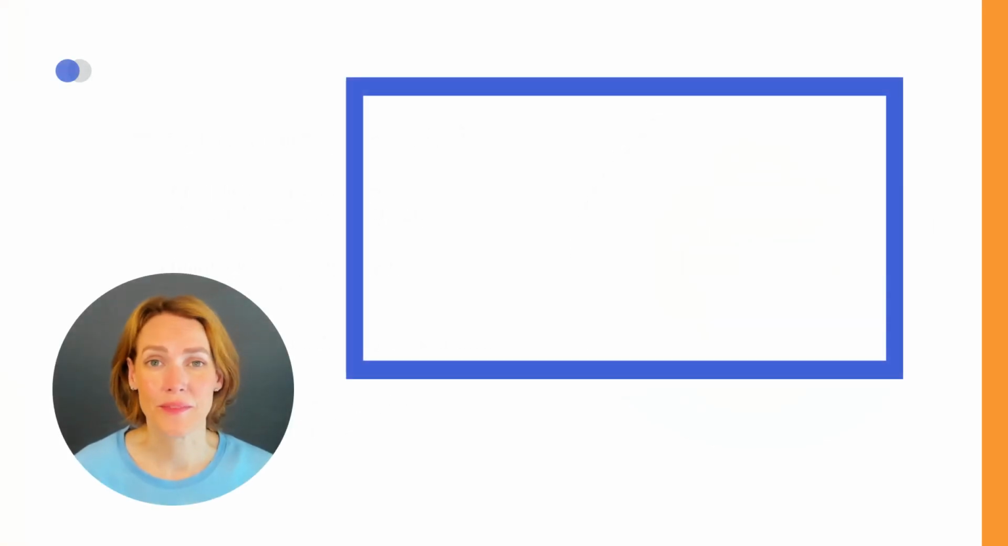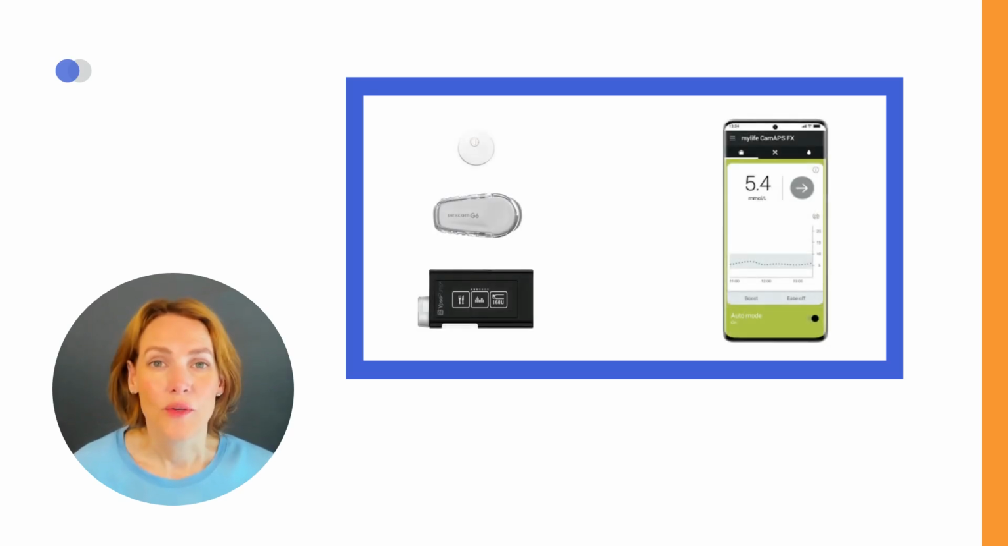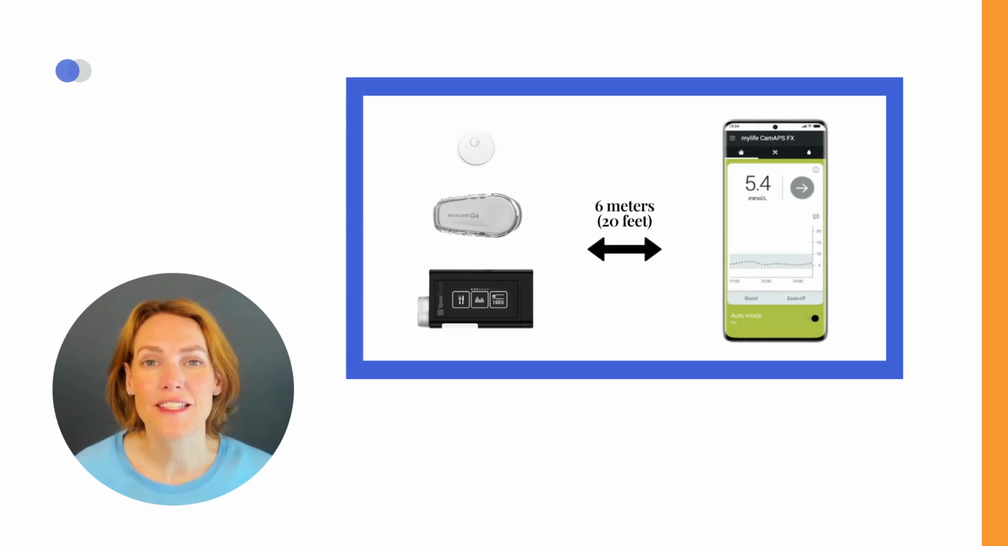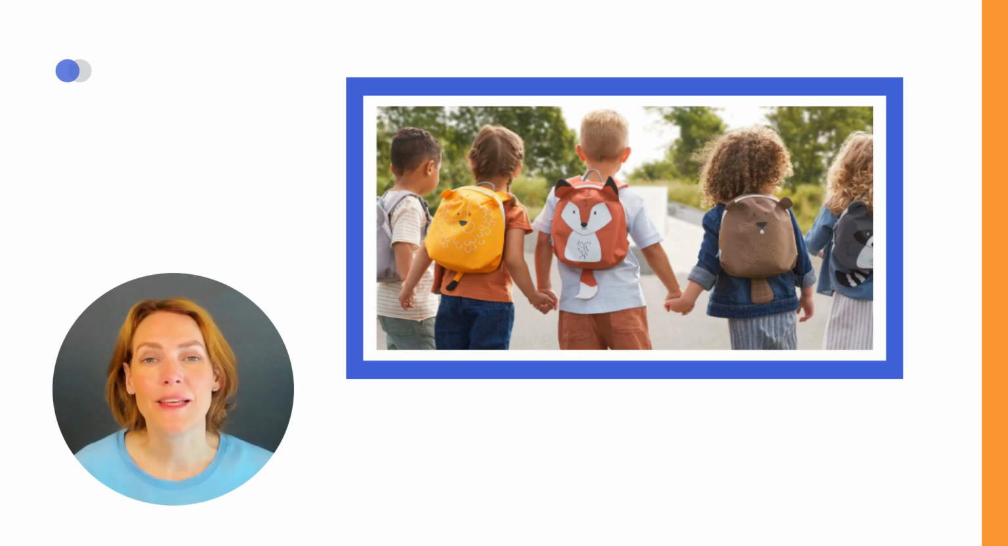In theory, the connection between the mobile phone and the Mylife Ypsopump and sensor should be maintained within a range of 6 meters or 20 feet. However, in practice, it is recommended to keep your mobile phone as close to you as possible for optimal connectivity. For children, using a backpack to carry the mobile phone can be a convenient solution.